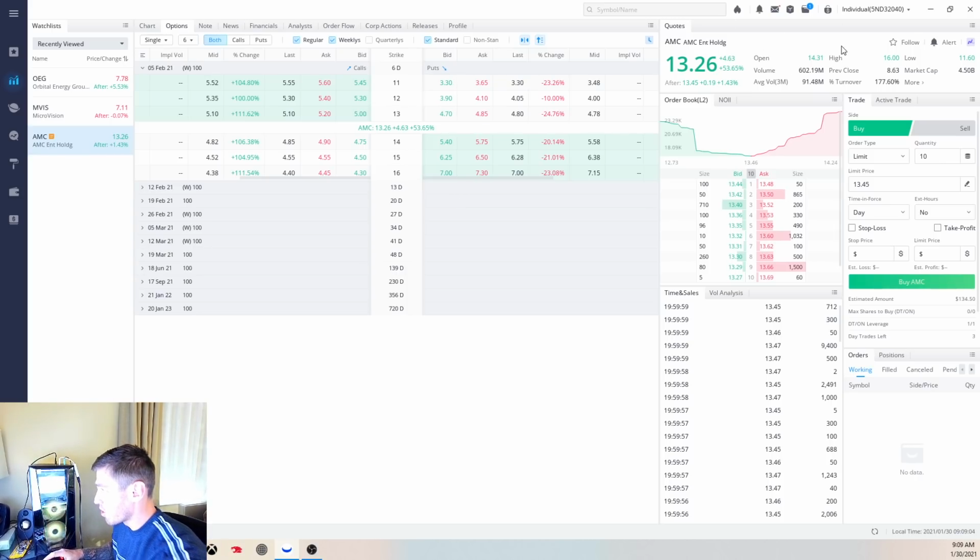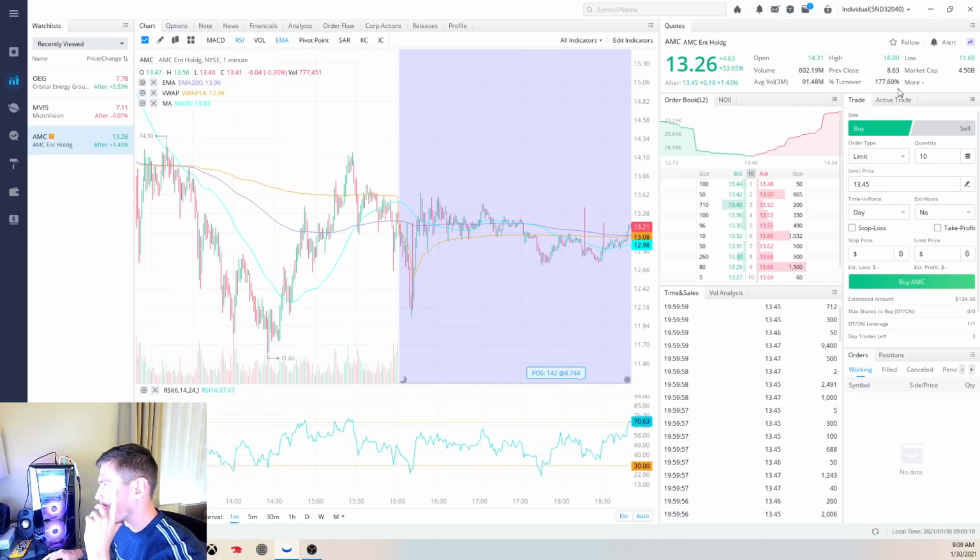Quotes, this will just show you exactly what the stock is running for, what it opened at, what the high was, previous close, the overall volume, average volume, which is actually a great tool to use. It can help you signify, you know, a breakout coming. Typically, volume is something that I pay very close attention to on a chart.